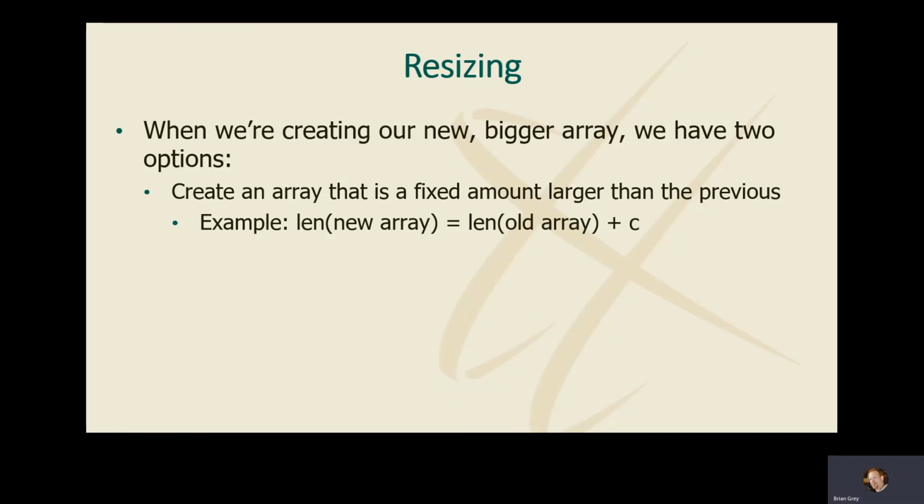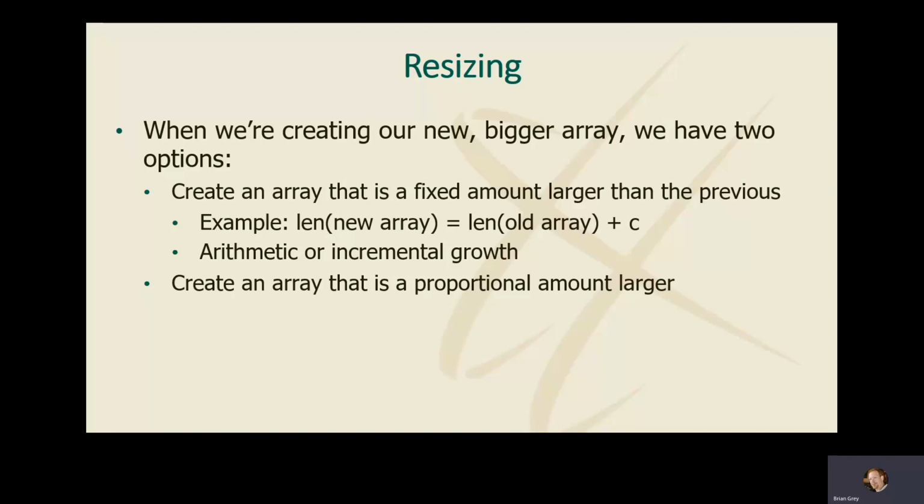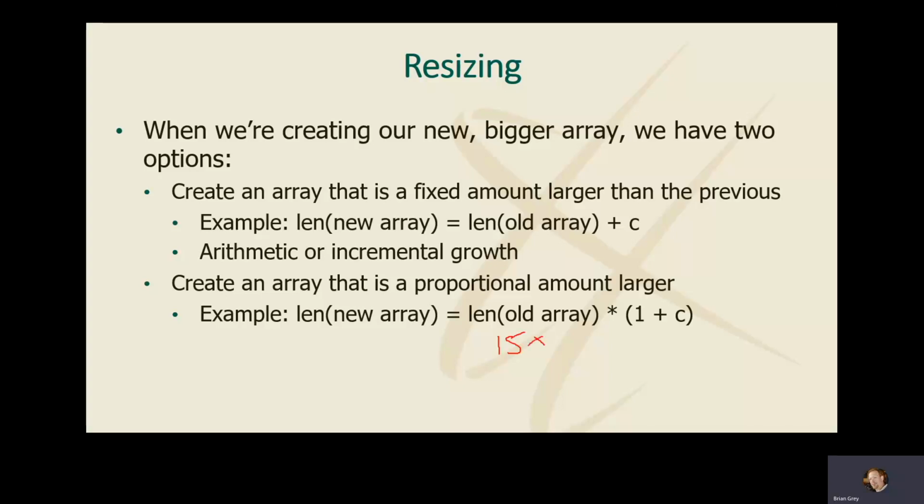So that's one option, and this is called arithmetic or incremental growth. Option number 2 is that we create an array that's a proportional amount bigger. So we're always multiplying it by some proportion. So if our old array is 15, the first time we might increase it by 5, right? Multiply it by 1.33, right? So we're going to increase it by a third. So that's going to be 20.